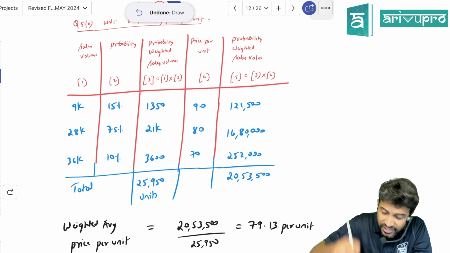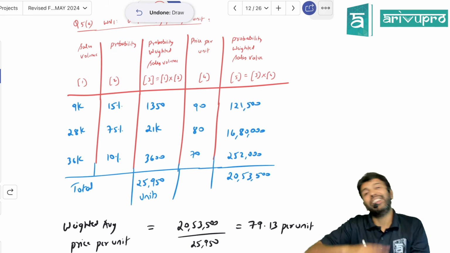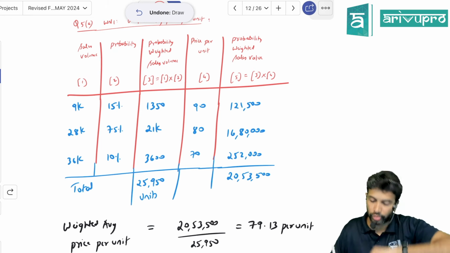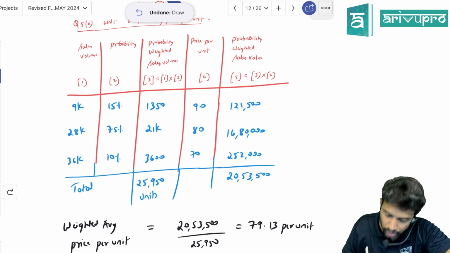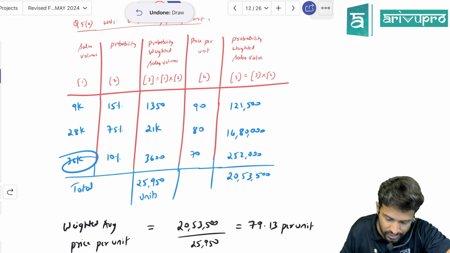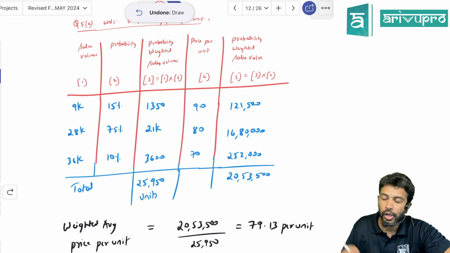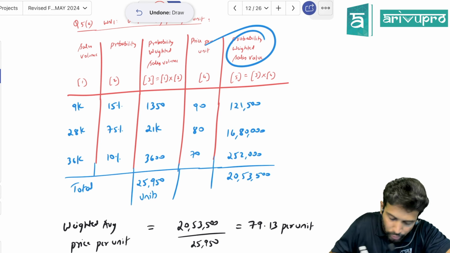In the same fashion, the way you did for units, you have to do it for price also. Do you know the selling price? Sorry, my bad, I made a small mistake here. The correction for this: the price is 90. For this, the price is 80. For this, because this is the units, it is 70. So you have to do the same calculation.